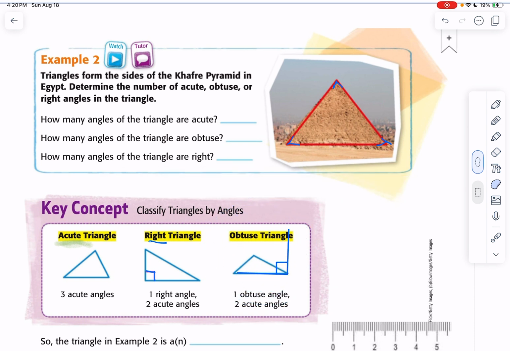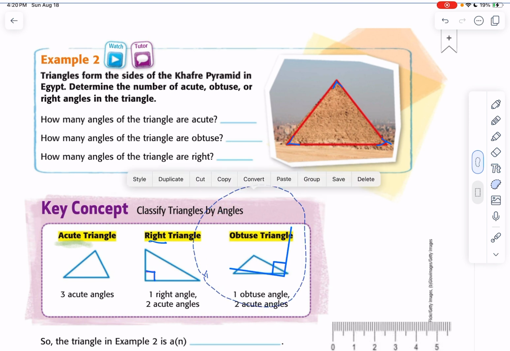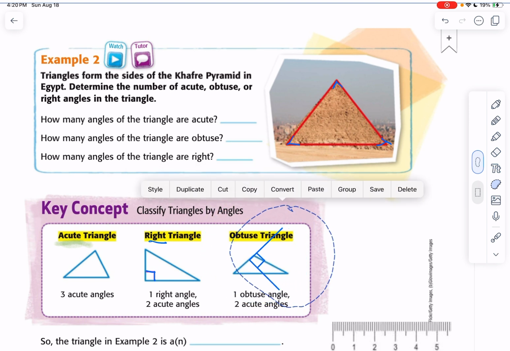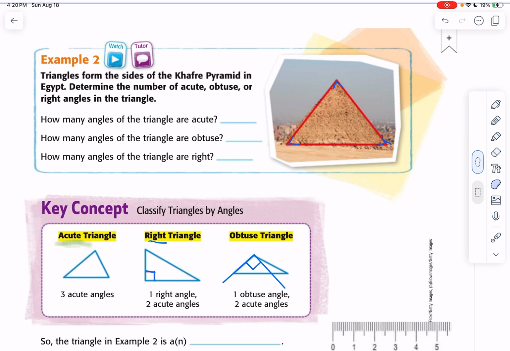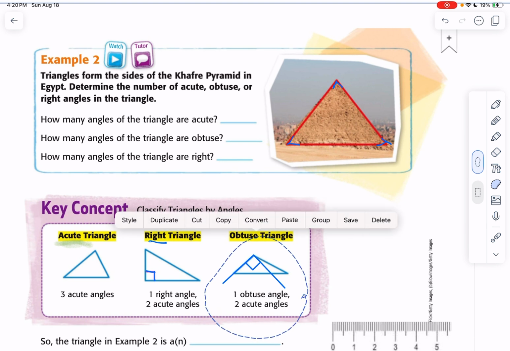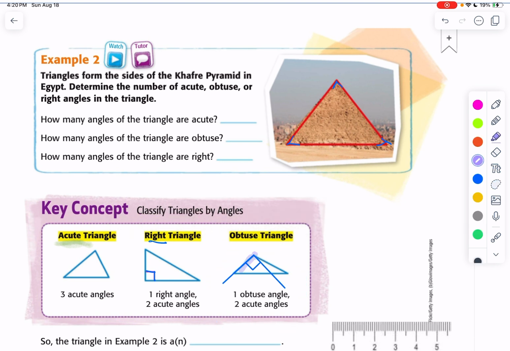And that one is acute. It's smaller than 90 degrees. And what about this one up here? Line it up. Oh, look at that. This one is larger. It's wider than a 90-degree angle. And if one of the angles is wider than a 90-degree angle, then you have an obtuse angle. The other two will be acute, but it only takes one in a triangle for it to be obtuse.